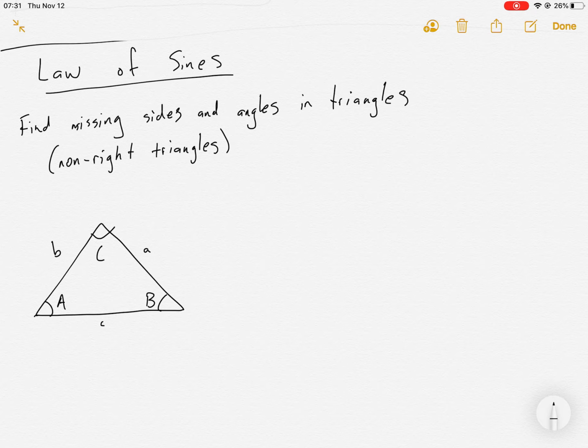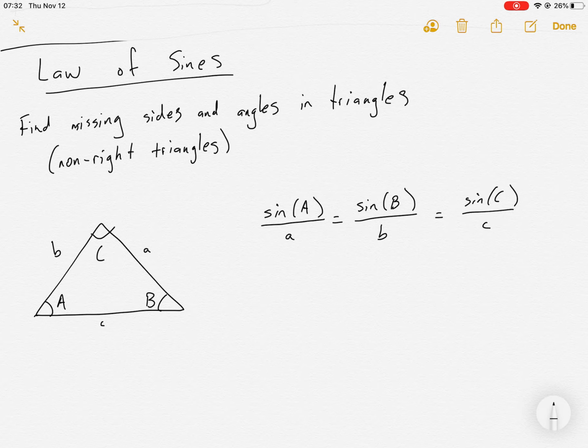The law of sines says that if I take sine of A, and then divide that by lowercase a, so the side length, this actually equals sine of B over its side length. So this ratio is equivalent. And then we could also say that this is equal to sine of C over lowercase c.